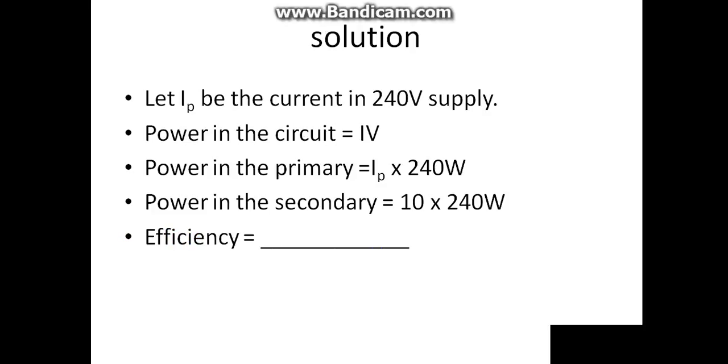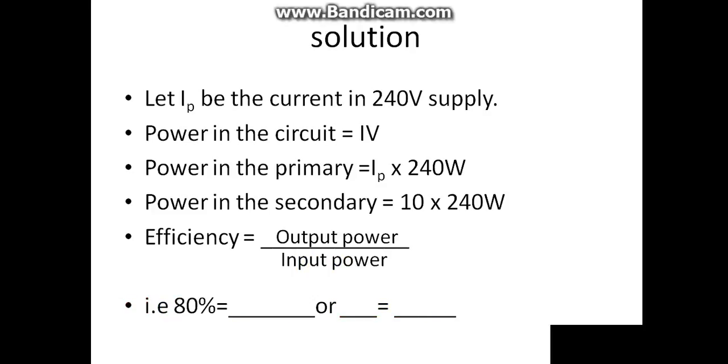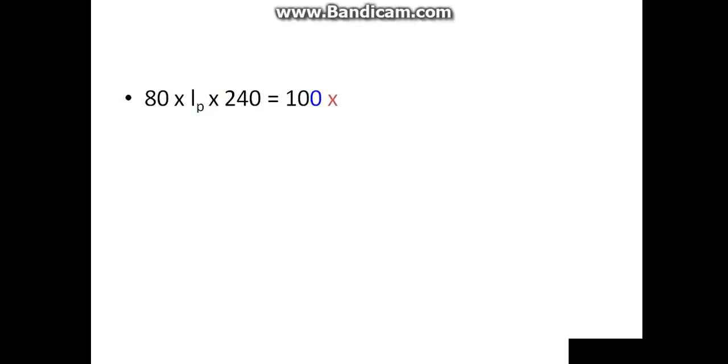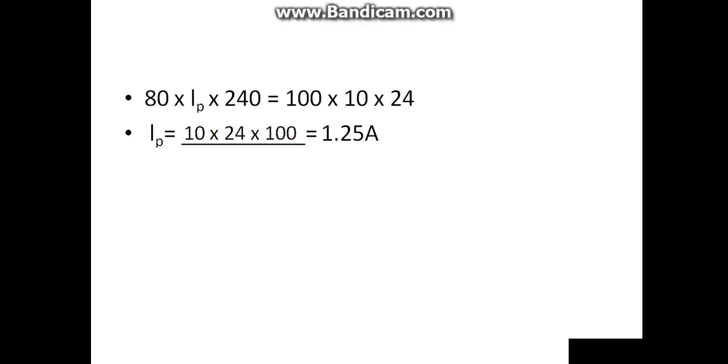Efficiency is equal to output power over input power. That is 80%, which equals 10 × 240 over IP × 240, or 80 over 100 is equal to 10 × 240 over IP × 240. 80 × IP × 240 equals 100 × 10 × 240. IP is equal to 100 × 10 × 240 all over 80 × 240, which will give us 12.5 amps.